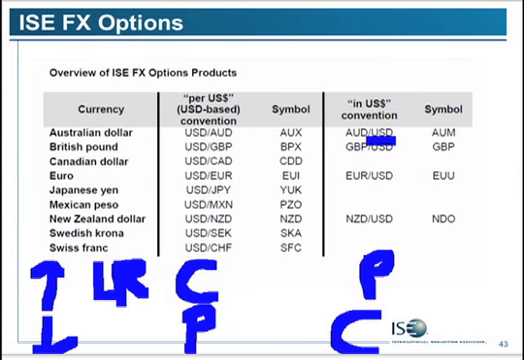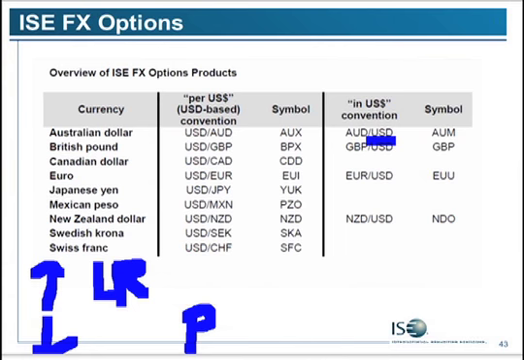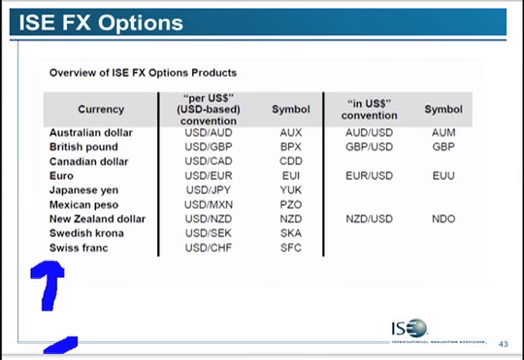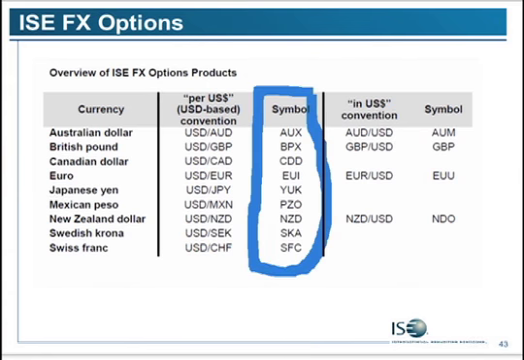The simplest way to really think about this is what do you think of the base currency? Once you have that view, you can easily implement an option strategy. And the most important thing is you need to know these symbols, because that's what you would type into your broker. So it would be AUX, BPX, CDD, EUY. These are the symbols: YUK, PZO, NZD, SKA, and SFC.